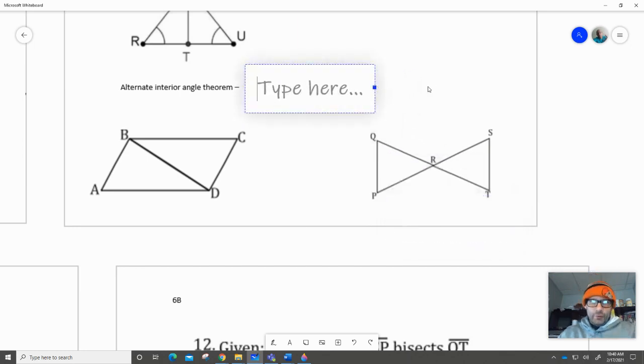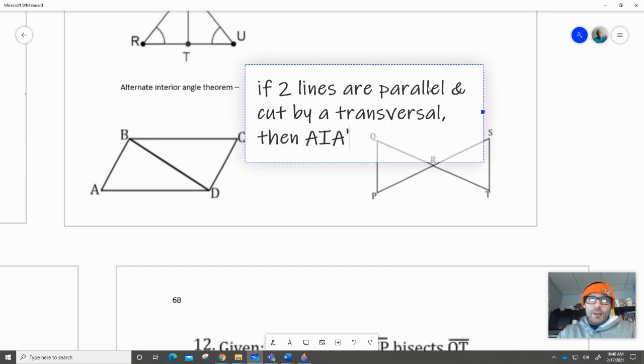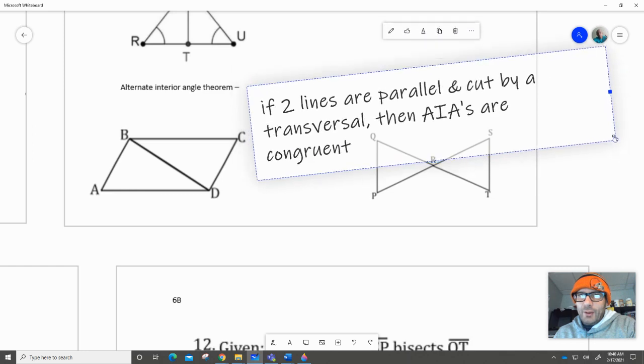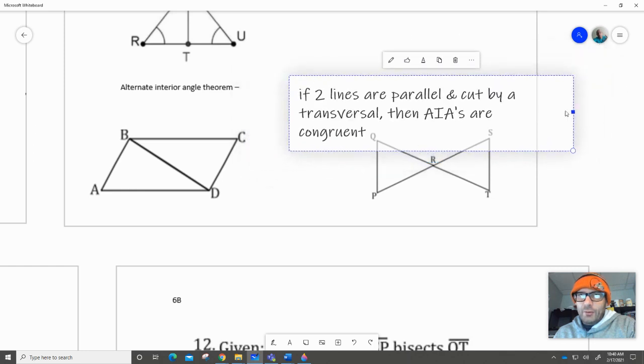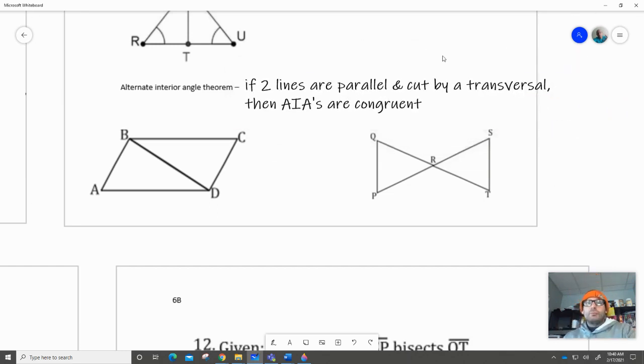So if two lines are parallel and cut by a transversal, then alternate interior angles are congruent. Okay. So two lines are parallel and they're cut by a transversal, then alternate interior angles are congruent. I'm trying to make this a little bit neater here. So how this would look here is this.